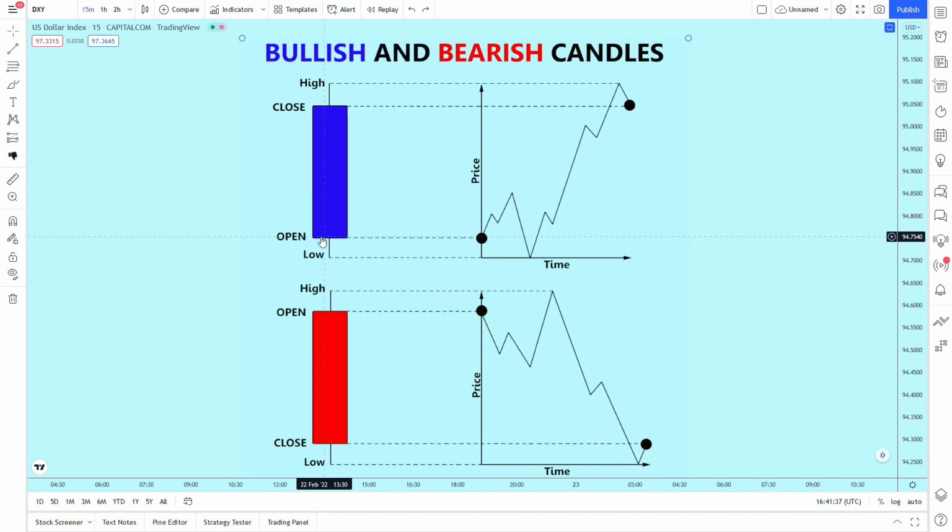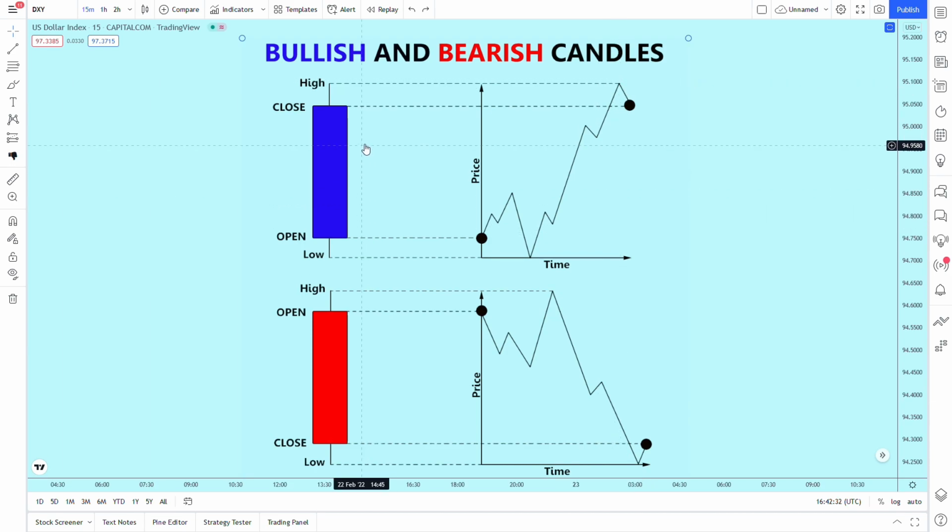Key levels here are opening price, closing price, low and high. Low simply means the lowest point that price has reached within 1 hour, and the high simply represents the highest point that price has reached in that 1 hour.